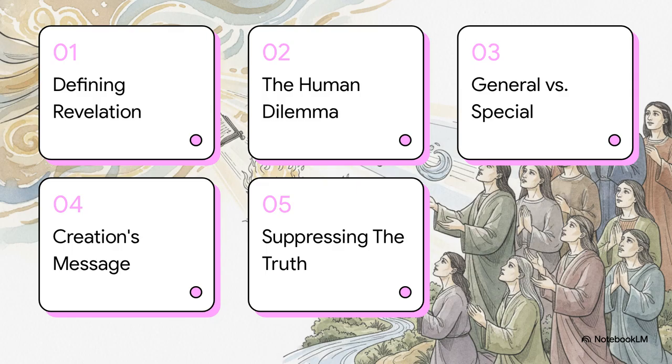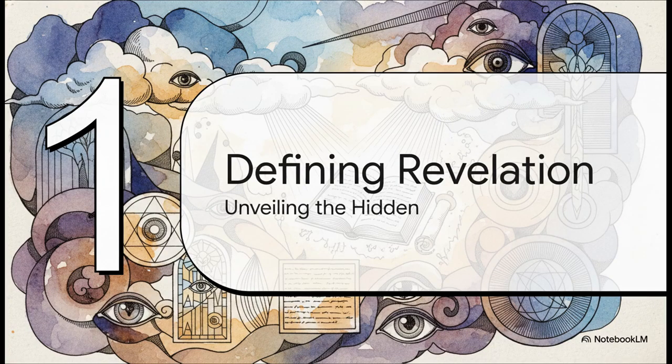We'll be covering defining divine revelation, the human dilemma, general versus special revelation, creation's universal message, and finally, suppressing the truth. Section 1. Defining divine revelation, unveiling the hidden.